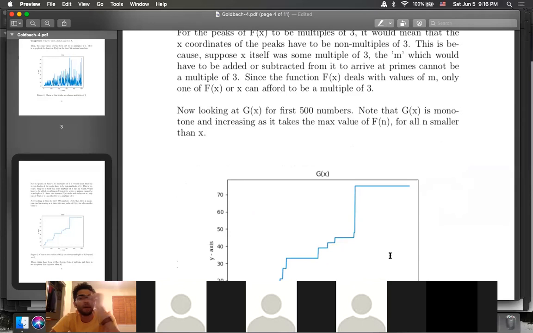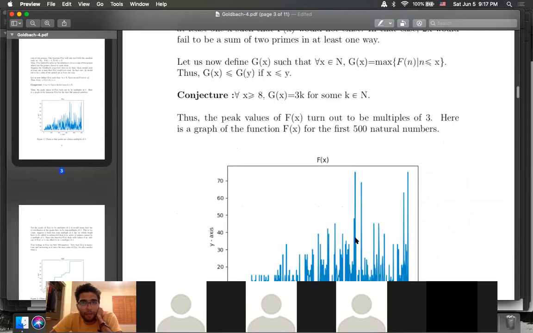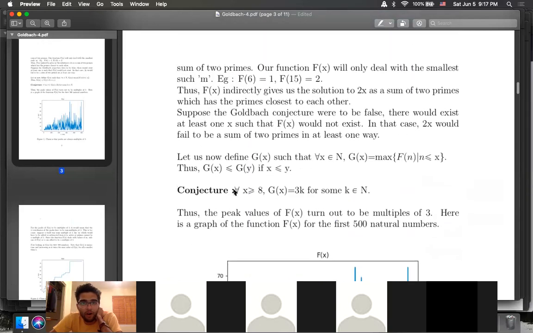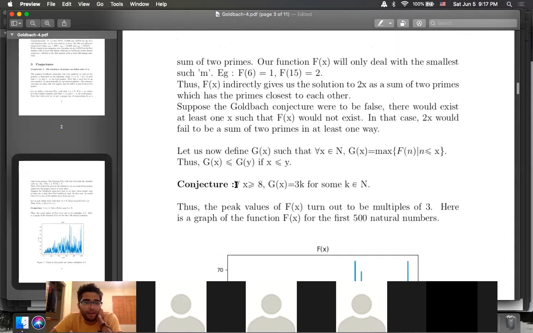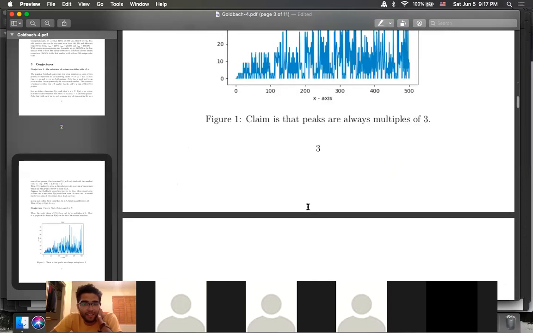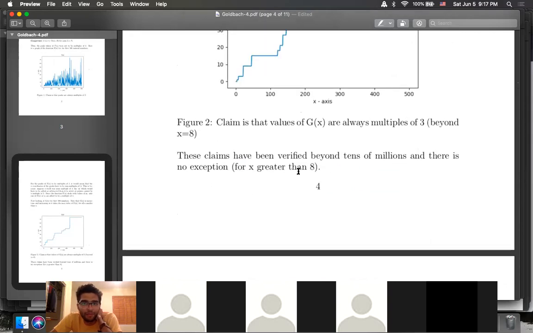Okay, so that is my first big conjecture in this paper, which says that for all numbers x greater than 8, so I have some small starting criterion because it might not hold true for everything, g of x will be a multiple of 3. That's basically the conjecture at this point. These are the graphs that show that particular conjecture, and it has been verified computationally up to beyond tens of millions, and there is no exception for any x greater than 8.